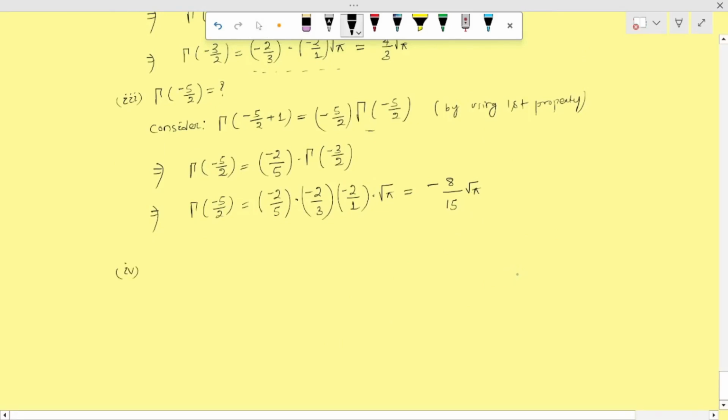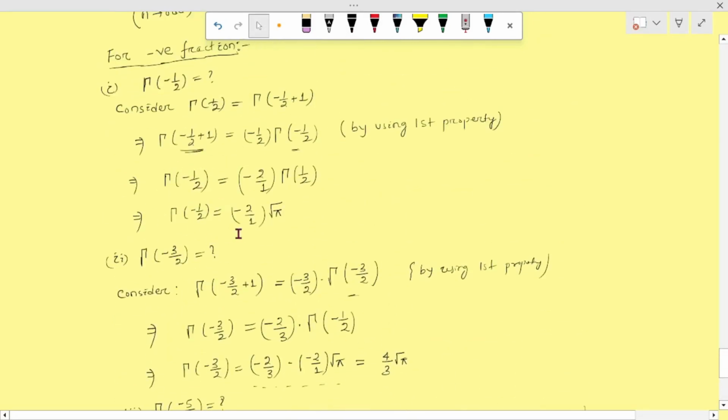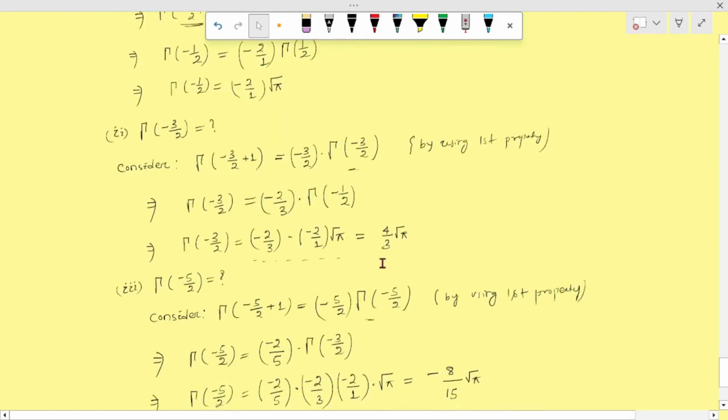In general, gamma minus n by 2, where n is odd, will be how much? Here you can see, for gamma of half we consider minus 2 by 1 root pi. Then for 3 by 2 we found minus 2 by 3, it is just reversely written, then minus 2, numerator also minus 2, denominator 1. So here 3 minus 2 will be 1.